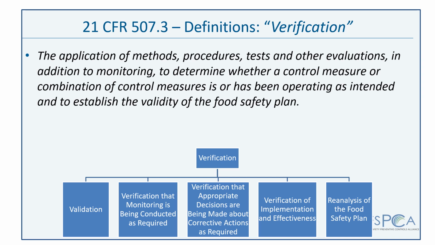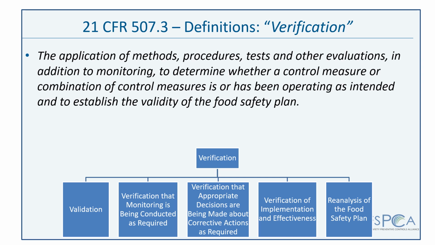And as I said in part 1, this part gets a little bit confusing if you're trained in HACCP, so I'll do my best to tease that out as we go, but please read everything very carefully as we go through. So verification is the application of methods, procedures, tests, and other evaluations in addition to monitoring to determine whether a control measure or combination of control measures is or has been operating as intended, and to establish the validity of the food safety system.